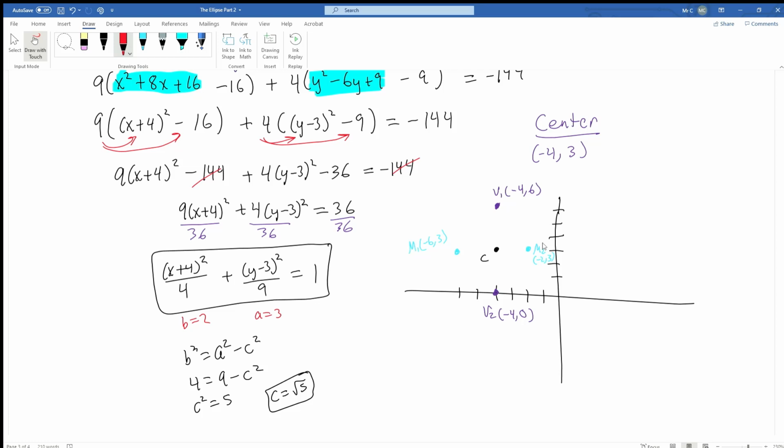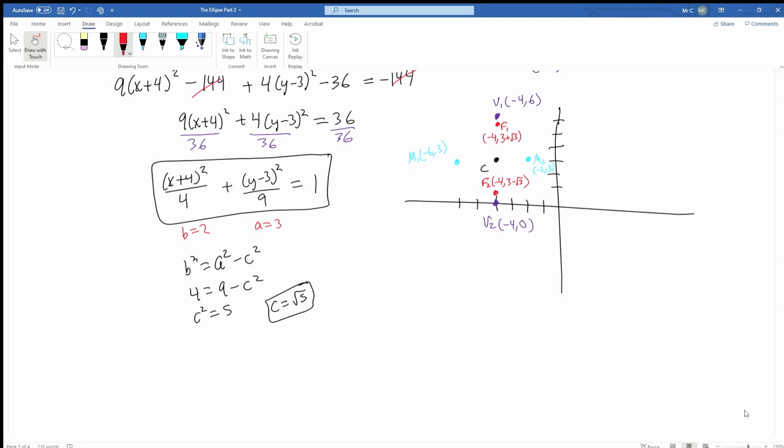So that means our distance is going to go out from the center, up by the square root of 5 and down by the square root of 5. Square root of 5 is a little bit bigger than 2, so that's going to be kind of right here. So we'll put one focus here. It's going to be at, let's see, -4 and then 6 plus the square root of 5. Or sorry, 3 plus the square root of 5. I apologize. 3 plus the square root of 5. And then our other one will be down here. And that'll be -4 and 3 minus the square root of 5.